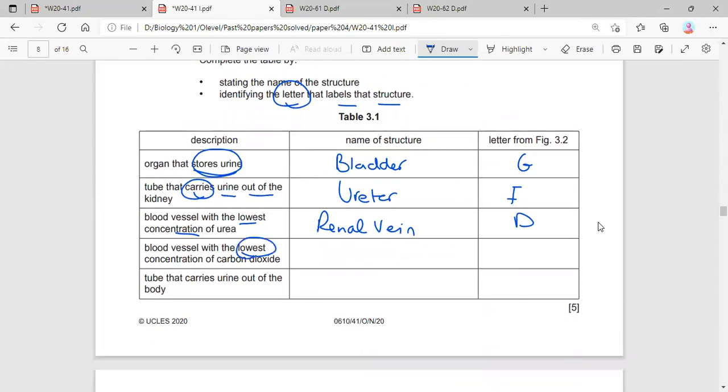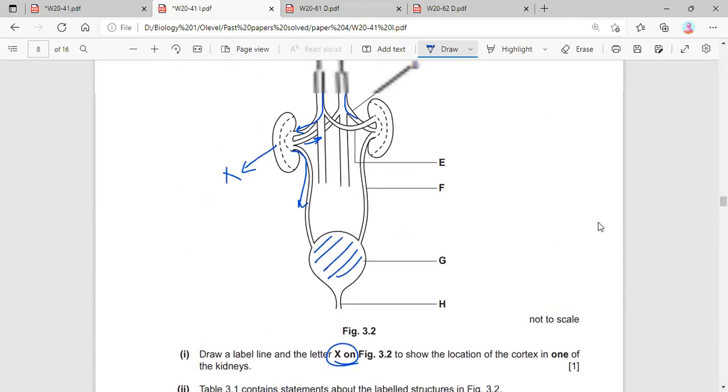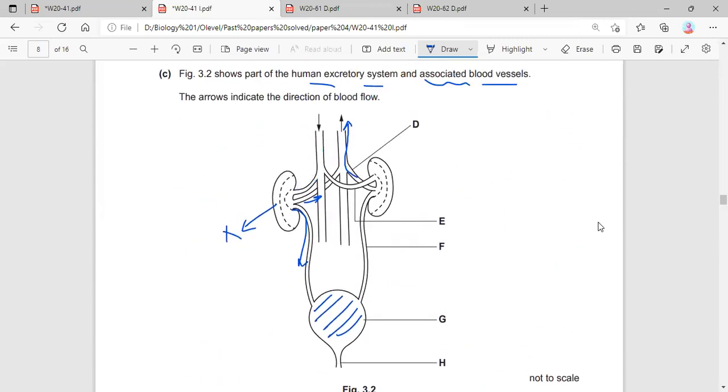Blood vessel with the lowest concentration of CO2. Of course, this will be the renal artery because it contains oxygenated blood. Renal artery, the blood coming from the heart. So where is the renal artery? It will be this one, E.